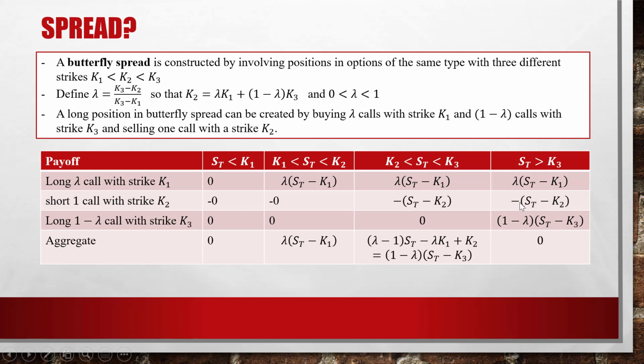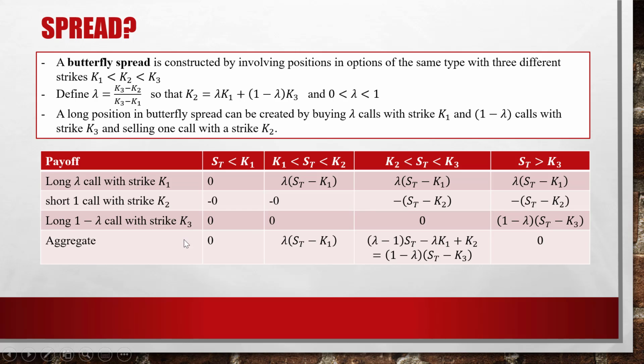Now, if we long 1 minus lambda calls with strike K3, K3 is the number we are considering, right? When the stock price is less than K3, then the payoff is 0. When the stock price is greater than K3, we got St minus K3, and don't forget to multiply by the number of units that we long. That is 1 minus lambda.